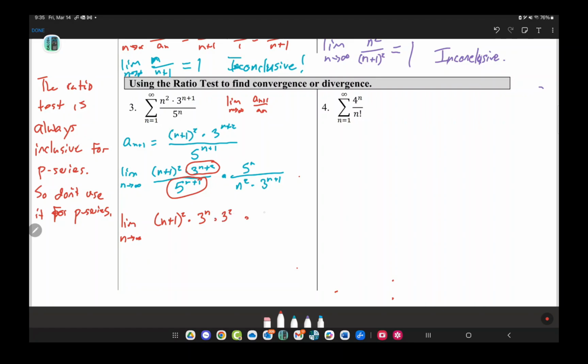Actually, that's really bad. So this is my numerator. It's all multiplication. So I have n plus 1 squared. I do have that. I have 3 to the n and 3 squared, because 3 to the n plus 2 can be written as 3 to the n times 3 squared. And then 5 to the n. That's my numerator. My denominator is 5 to the n times 5 to the 1 times n squared times 3 to the n times 3 to the 1.